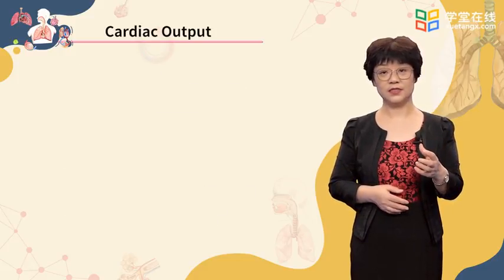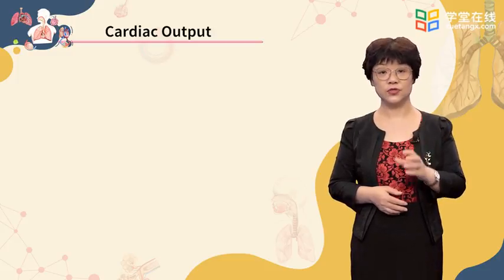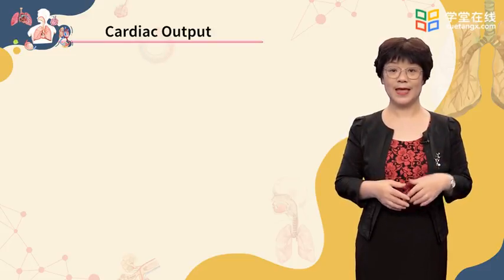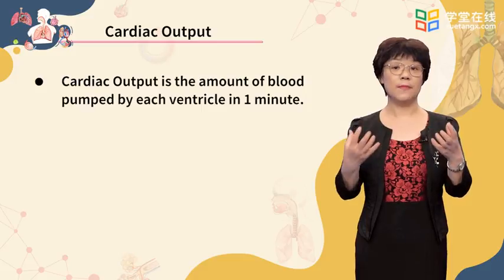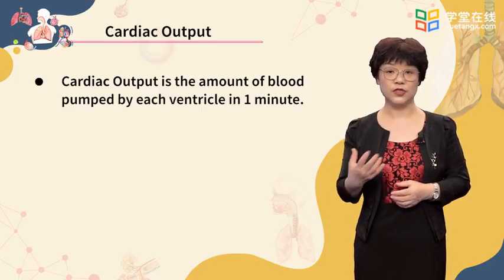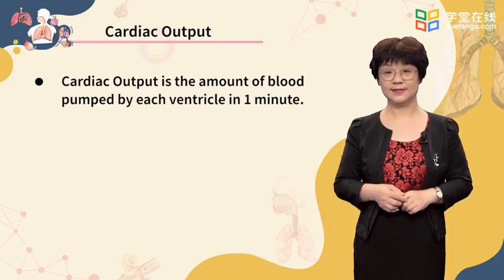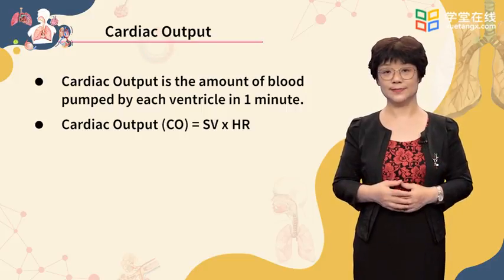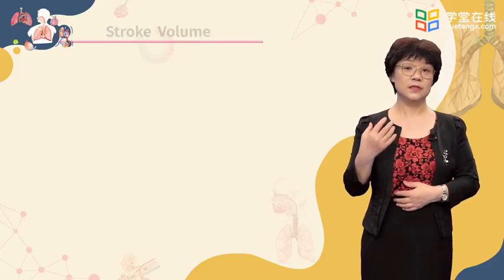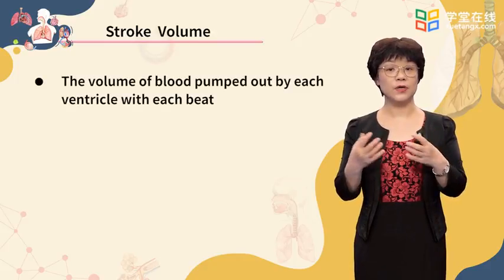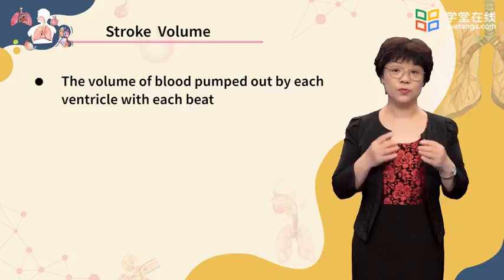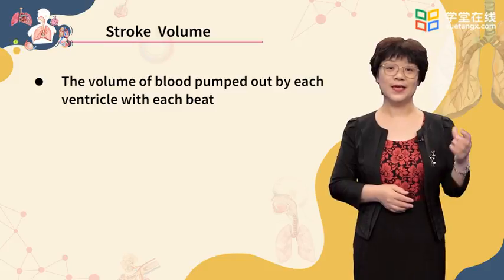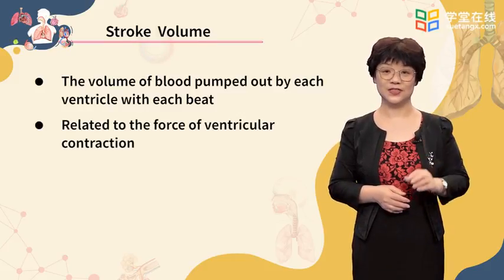The function of the heart is to pump blood into blood vessels that perfuse all parts of our body. Cardiac output is the amount of blood ejected by each ventricle in 1 minute. It is a product of stroke volume and heart rate. Stroke volume is defined as the volume of blood pumped out by each ventricle with each beat. In general, stroke volume is related to the force of ventricular contraction.